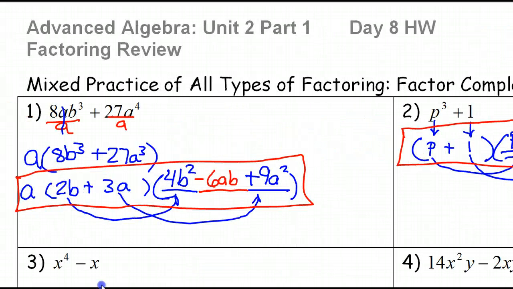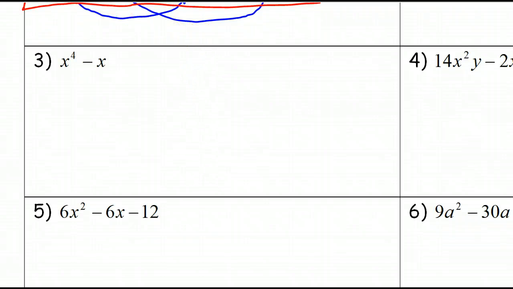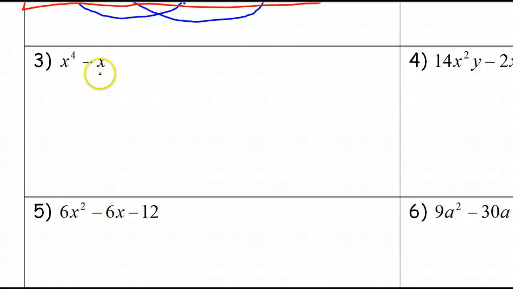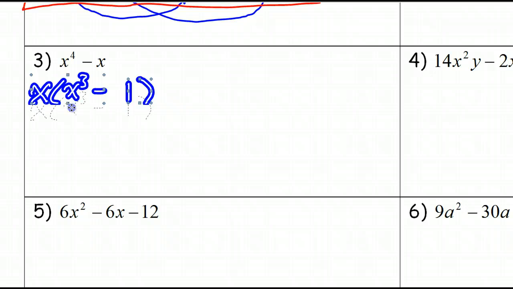Look at number 3. What is the first step of factoring? See if there's a greatest common factor, GCF. Both of these have x in common. So before you do anything else, you should pull that outside of parentheses. That will leave behind x to the third power minus 1. Please understand it's a 1 right here.